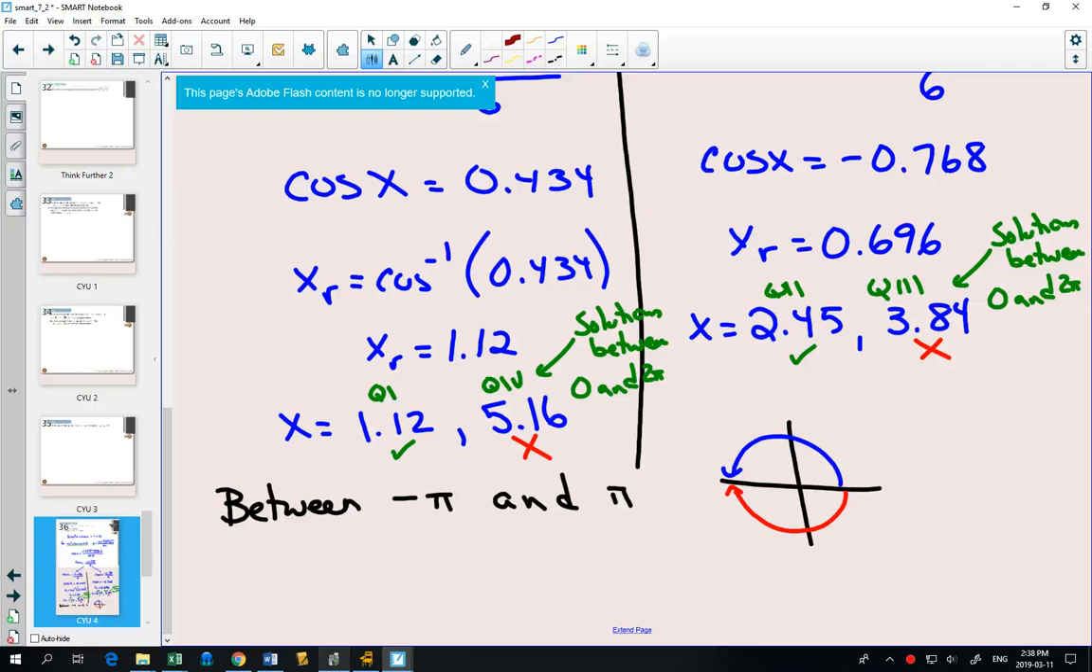So what will our answers be? X will equal, well, we can keep those ones, 1.12 and 2.45. Can you see the one in quadrant 4 has to have the same reference angle as quadrant 1, so it will be negative 1.12. And for this one in quadrant 3, a negative angle in quadrant 3 is the same as a positive angle in quadrant 2, same value, just one is positive and one is negative, so this one happens to be negative 2.45. It doesn't always work out like that, where you get the same numbers, positive and negative. It will for cos. And there we have our solutions between negative pi and pi.